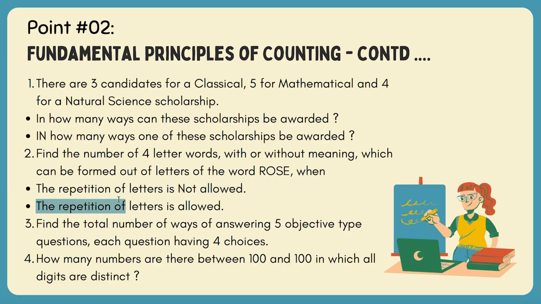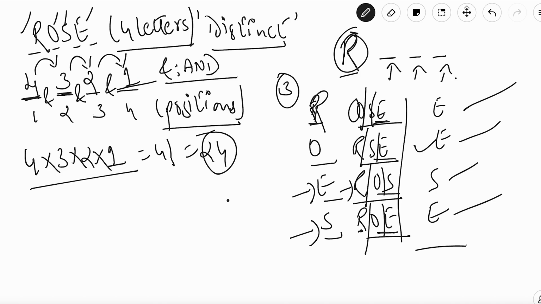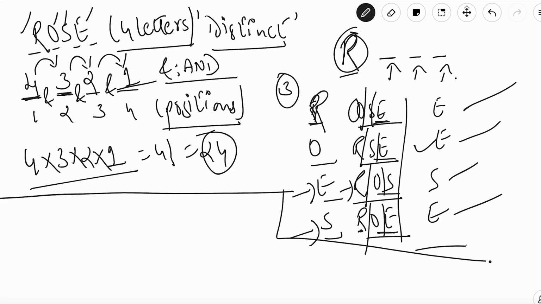Now the next question here is where repetition of letters is allowed. Now the situation changes. Repetition is allowed. For all these four positions, I can choose from ROSE for the first position. There are four ways to choose this position. Since repetition is allowed, it doesn't matter which letter I have chosen for position 1. I again have 4 choices for position 2. Again, I can choose 4 letters amongst 4 letters for position 3. And again, I have 4 options for position number 4.